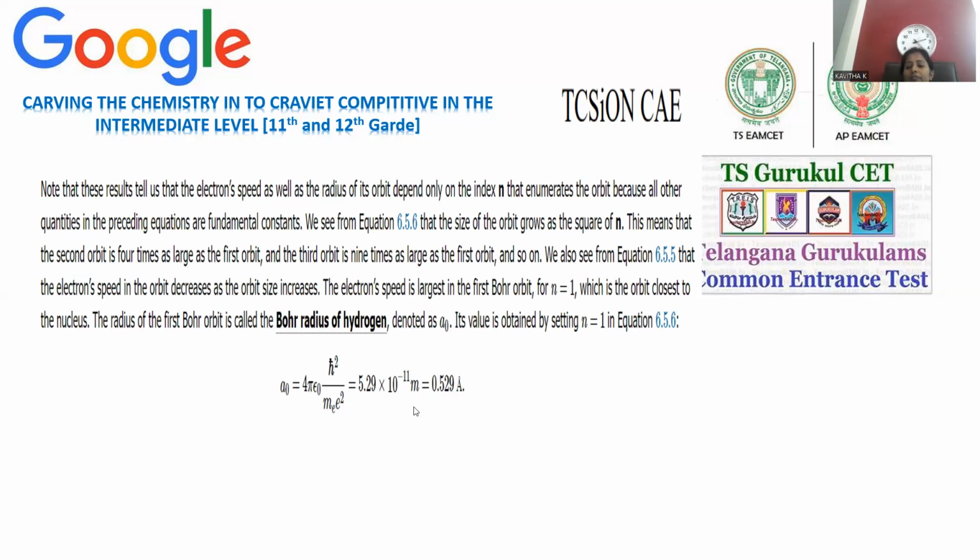The conversion factor from meter to angstrom is into 10 to the power minus 10. Here we have 10 to the power minus 11, so cancel one power of 10 and the decimal point moves forward: 0.529 into 10 to the power minus 10. If you remove the 10 to the power minus 10, that value becomes angstrom. So 0.529 angstrom is Bohr's radius of the electron in the ground state, that means n is equal to 1.